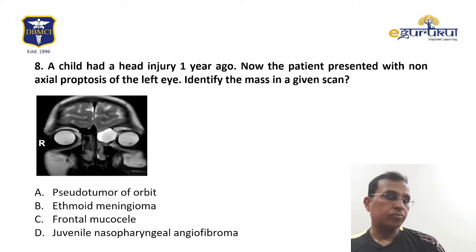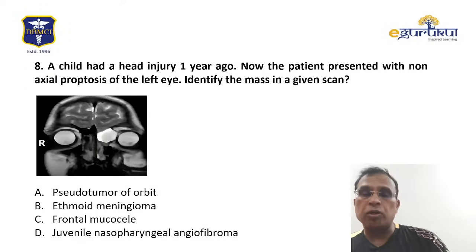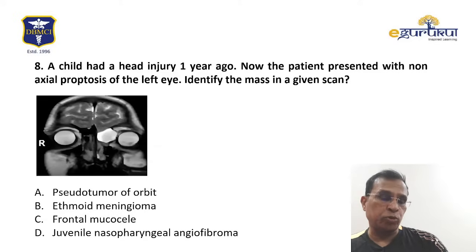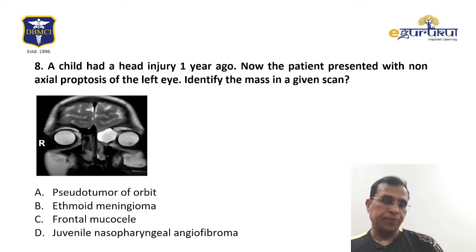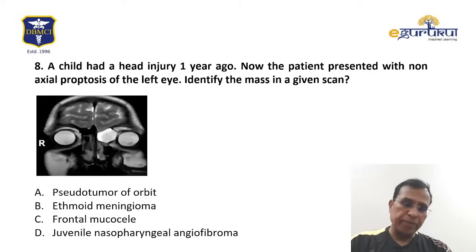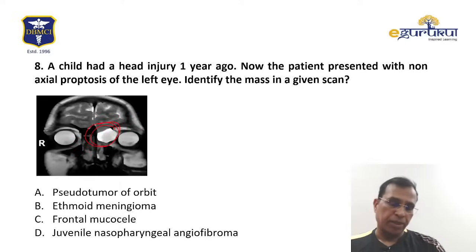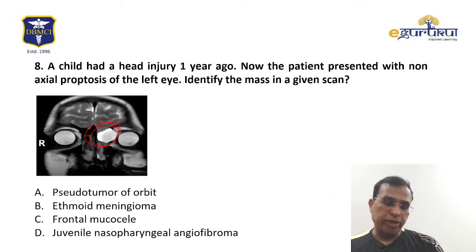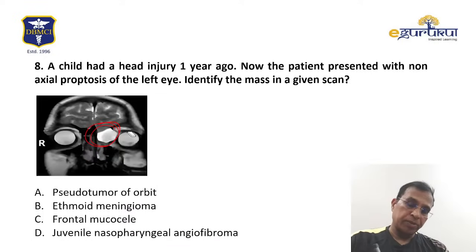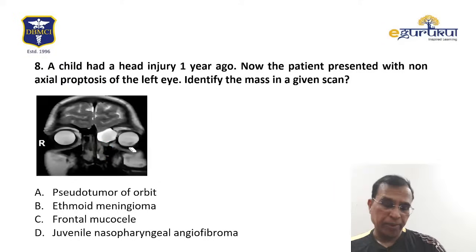Eighth, a child had a head injury 1 year ago. Now the patient presented with non-axial proptosis in the eye. So identify the mass given in the scan. There is an MRI and there is a swelling here. Is it pseudotumor of the orbit? This is outside the orbit, so it cannot be orbital. Ethmoid meningioma? Ethmoid is this area, so it cannot be an ethmoidal swelling.